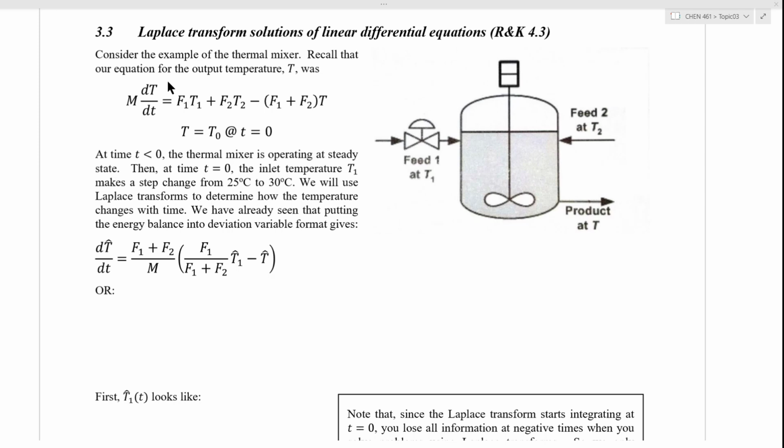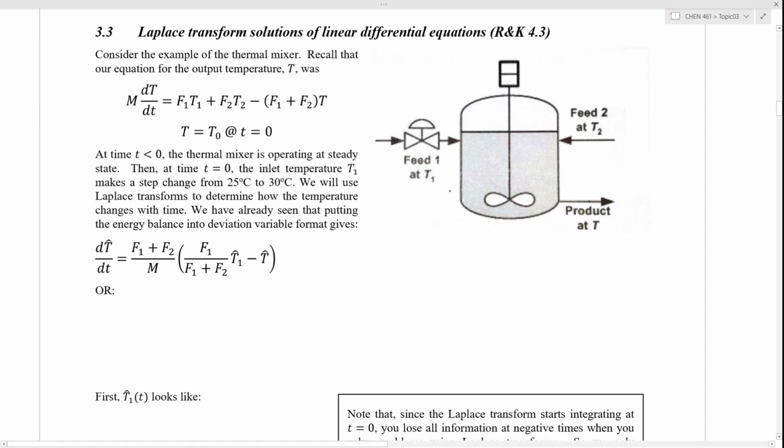So here we're going to look at an example of using Laplace transforms to solve a differential equation. We're going to return back to our example of the thermal mixing tank. In this example, we are going to have the feed 1 temperature, T1, change at time t equals 0. And so this would be a linear differential equation.